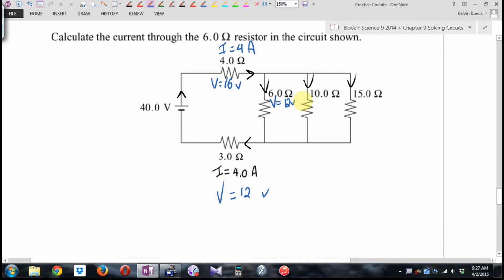Now I know 2 things. This question said find the current right there. I can find the current right there. It's going to be V over R. It's going to be 12 over 6. It's going to be 2 amps.